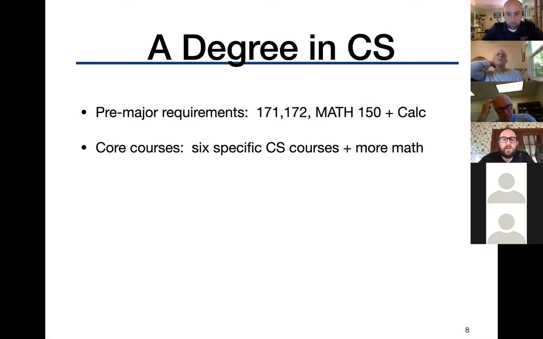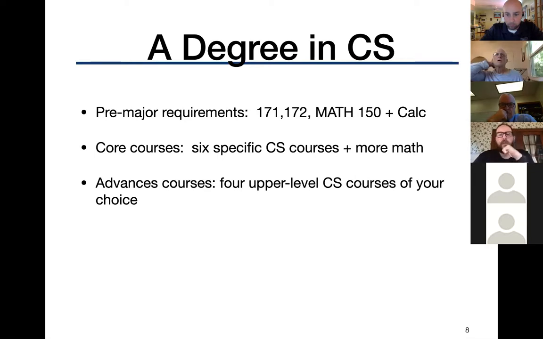So these are the 6 most core fundamental courses that we offer in the computer science department. Everybody that does a BS degree has to take them so that our graduates have a fundamental skill set in common. In addition to the core courses, you've got to take some advanced courses too. This is 4 upper level classes of your choice.